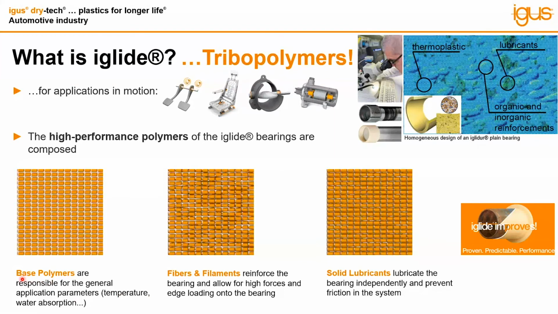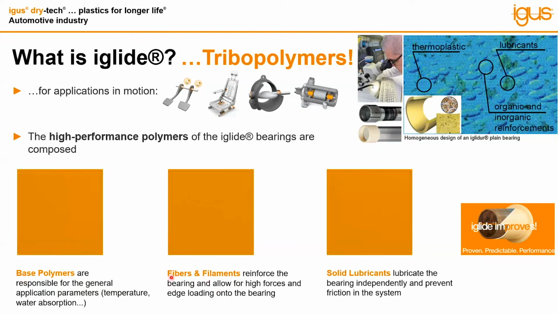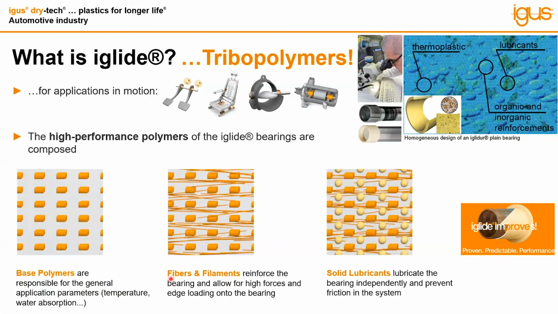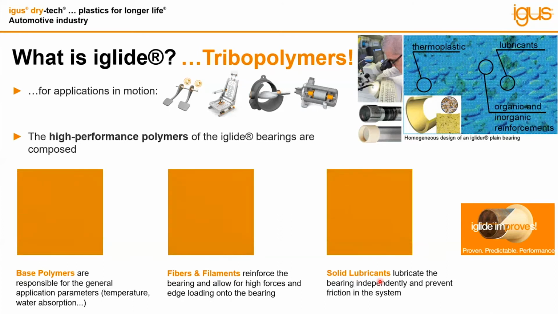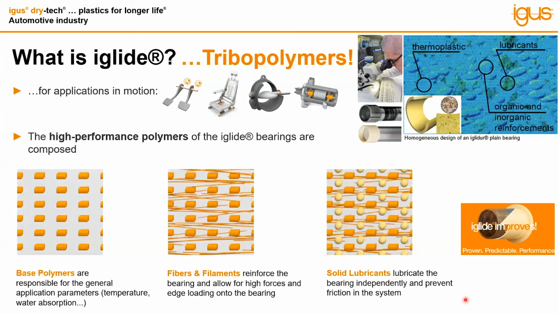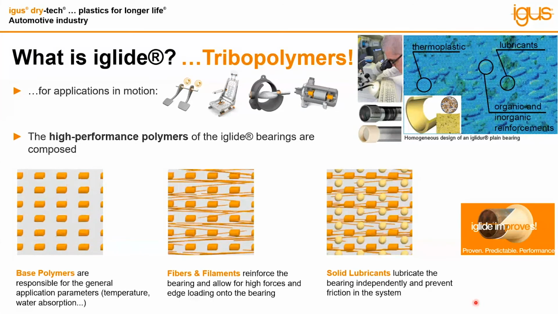And then we add fibers and or filaments to help give the bearing strength for additional forces, as well as solid lubricants. Solid lubricants help lubricate the bearing and prevent friction in the system. And while they're doing this, everything is dry running, so there's no need for any external lubrication or grease.